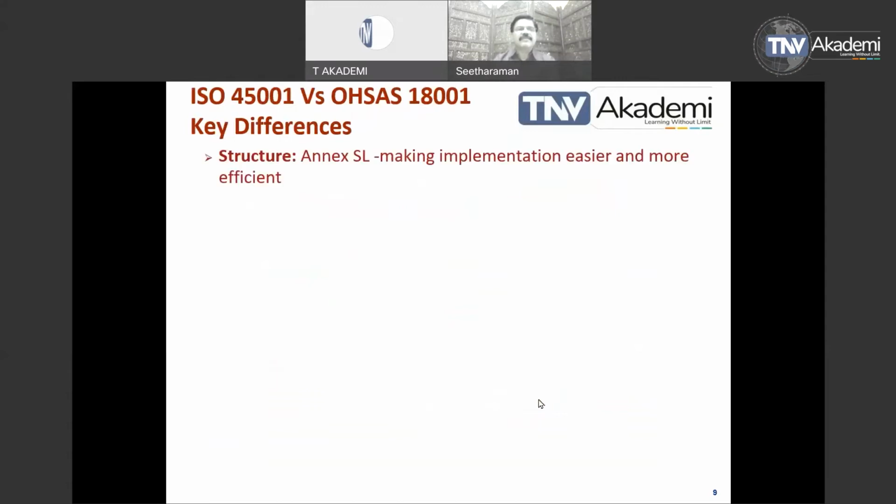Okay. Now the key difference between OHSAS 18001 and 45001, we need to understand. We could have continued with the OHSAS 18001 standard. Why did we adopt ISO 45001? So that is very important.